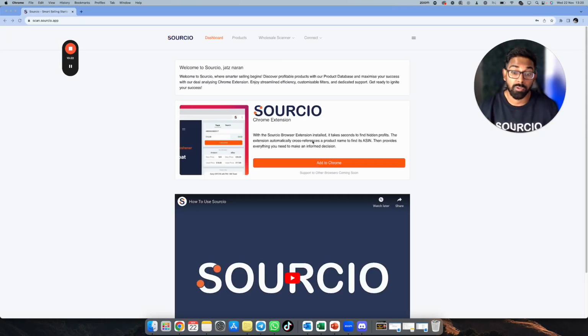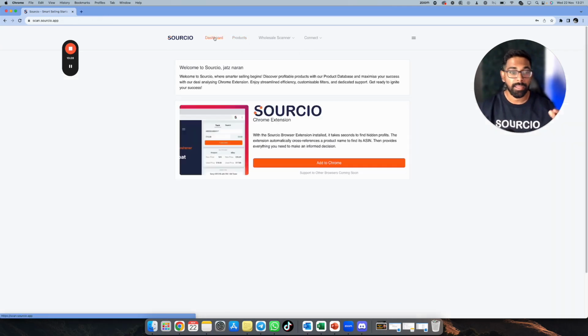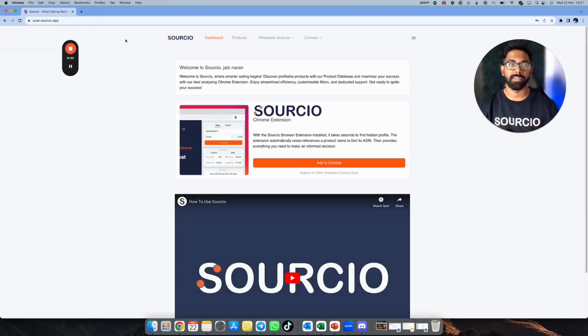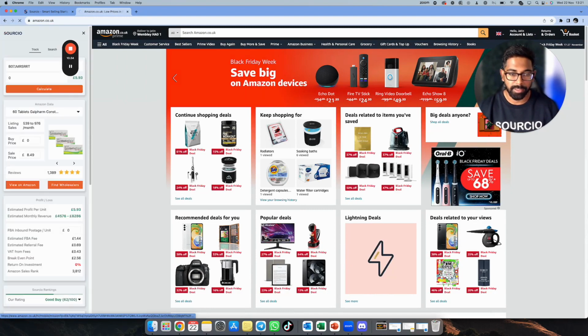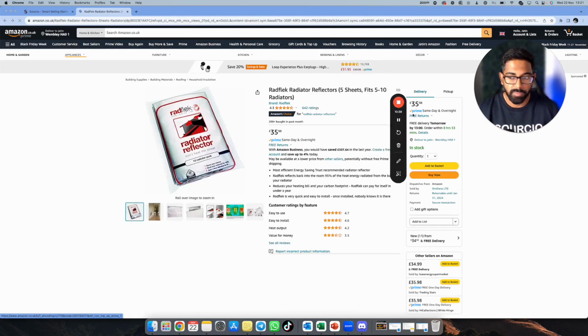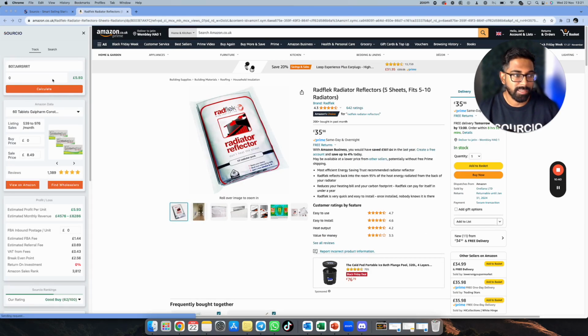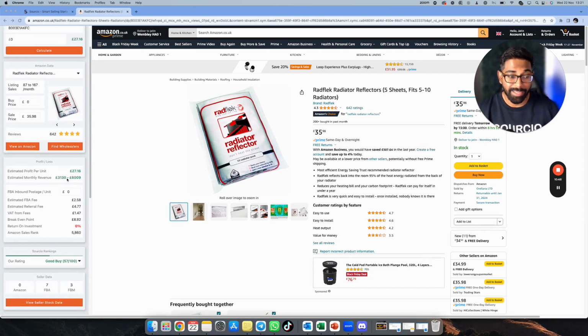I'll quickly also show you guys how Sourcio works and what actually is it. Once you're logged in, Sourcio has a Chrome extension, it has a product database, and we have recently launched a wholesale scanner. The great thing about the extension is that when you go on Amazon and open any product, like this product, with the extension enabled, it will go ahead and search the product.